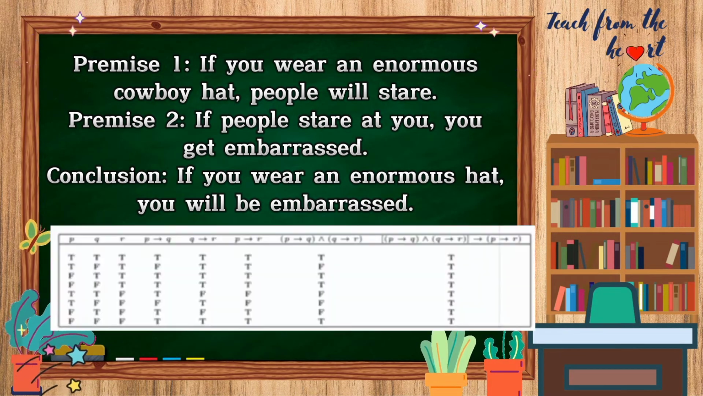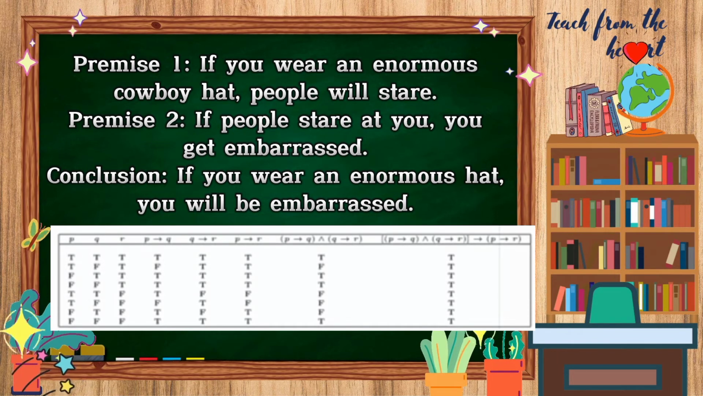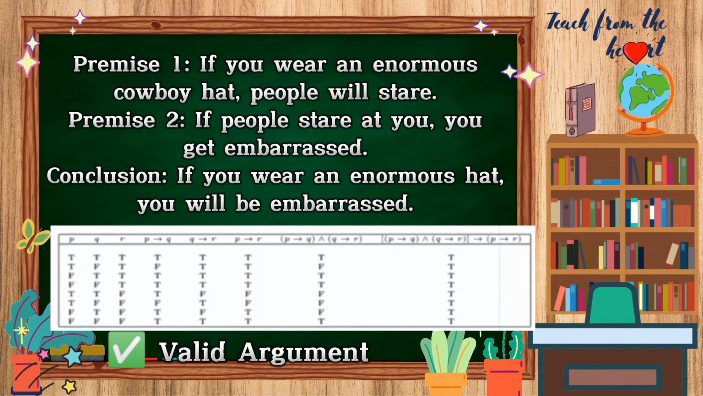Another example. Premise 1: if you wear an enormous cowboy hat, people will stare. Premise 2: if people stare at you, you get embarrassed. So, the conclusion: if you wear an enormous hat, you will be embarrassed. If we make this table, we get a column that's all true, so this argument is valid.